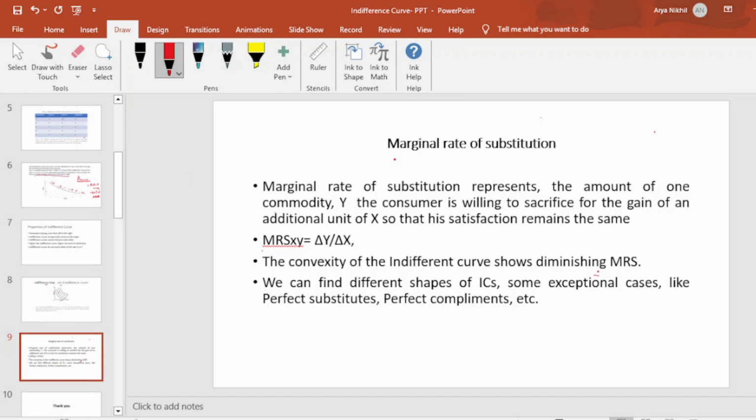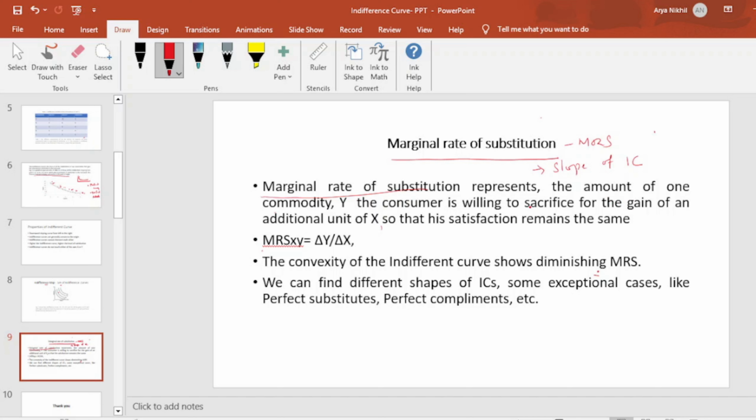Another important concept in the indifference curve is the marginal rate of substitution, or MRS. It is also known as the slope of the indifference curve, which is shortly depicted as IC. So how can we define this concept? The marginal rate of substitution represents the amount of one commodity Y the consumer is willing to sacrifice for the gain of an additional unit of X so that his satisfaction remains the same.